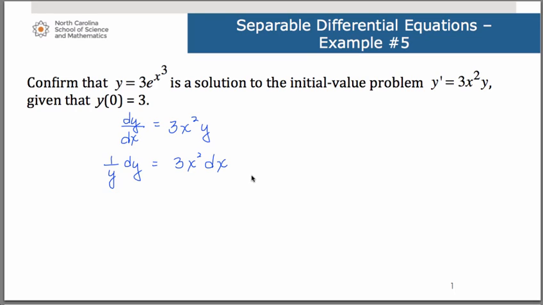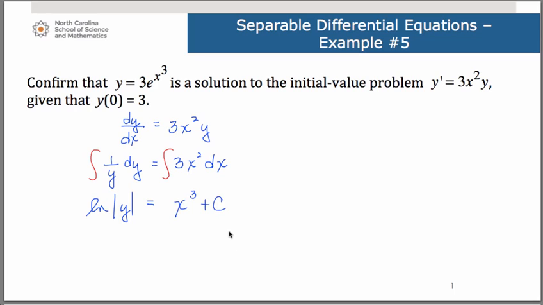Our next step is to take the antiderivative of both sides of the equation. We then want to anti-differentiate each side. The antiderivative of 1 over y dy is natural log absolute value of y. The antiderivative of 3x squared is simply x cubed plus c.